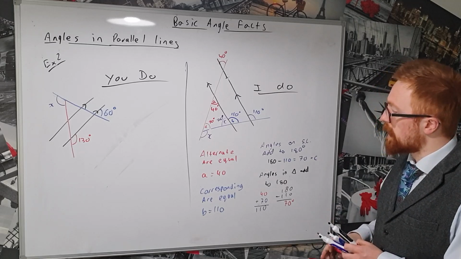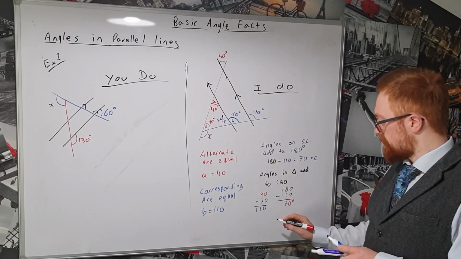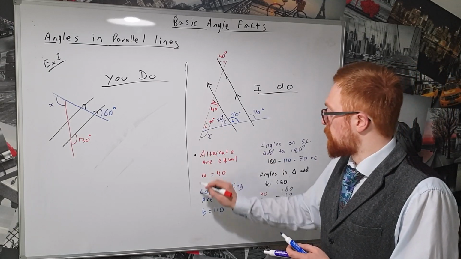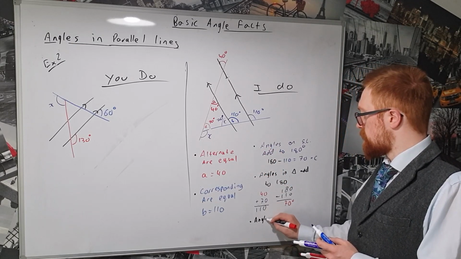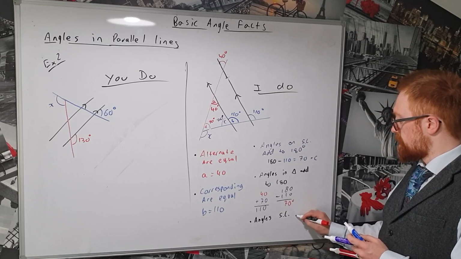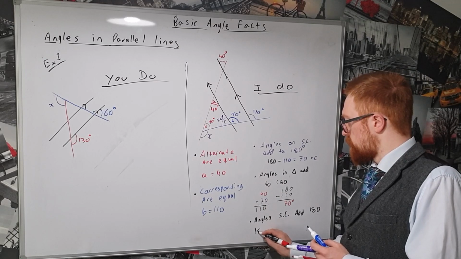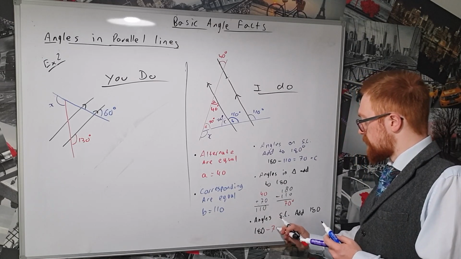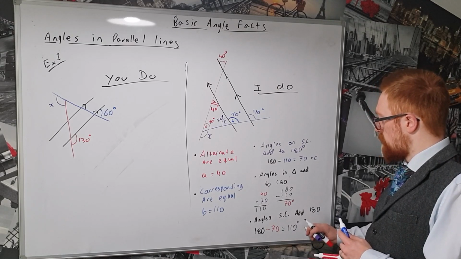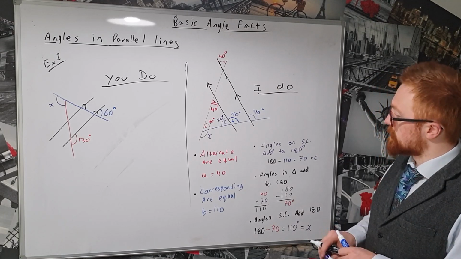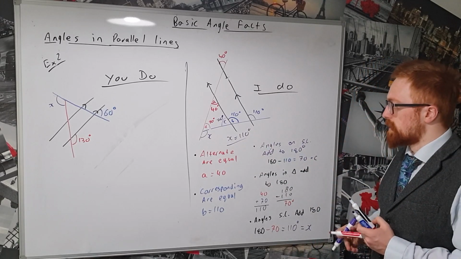70 degrees. Okay. And then our last step to find X is that X and D are on a straight line. So let's just bullet point our steps here. So angles, straight line, add to 180. Then to work out what X is, I do 180, I subtract the 70, and that gives me an answer of 110, which is our value of X. So X is equal to 110 degrees.